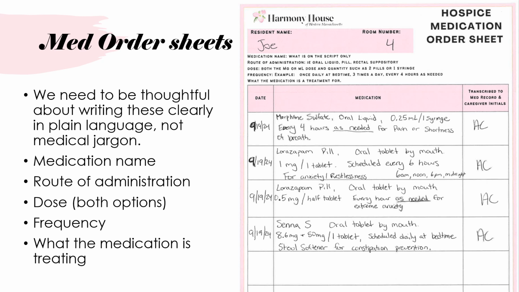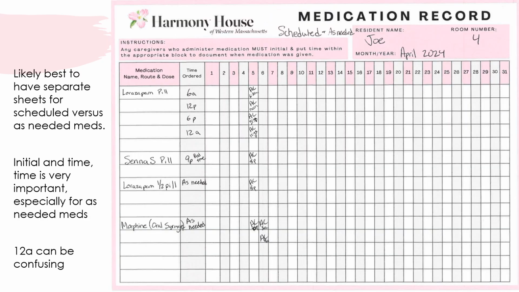And then that medication is for either pain or shortness of breath. So it would have the information on there. So we want to be pretty careful with these things. Here's another example of that medication record and how we would fill it out. So it could either be time and then initials or initials then time. Either is fine.